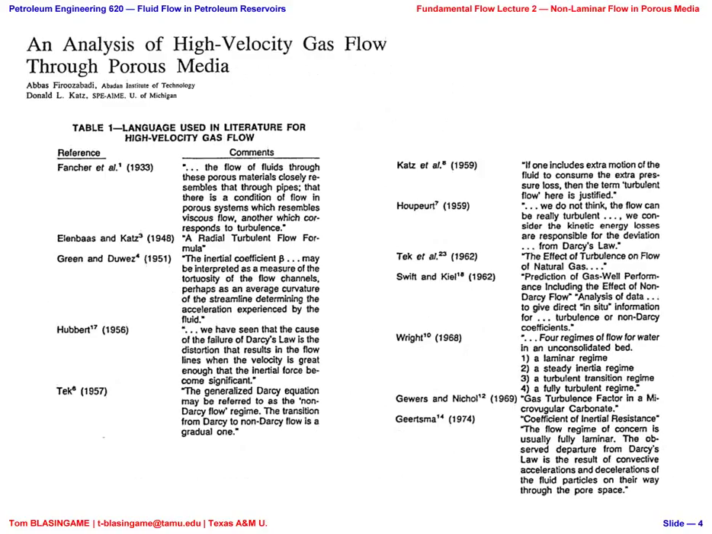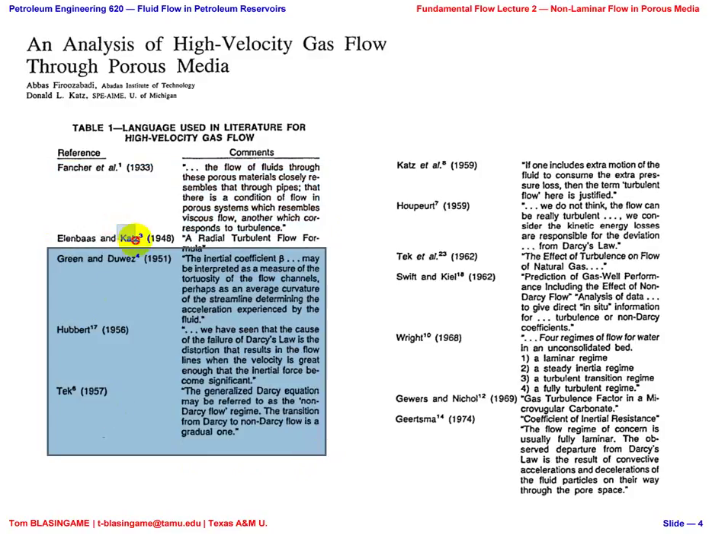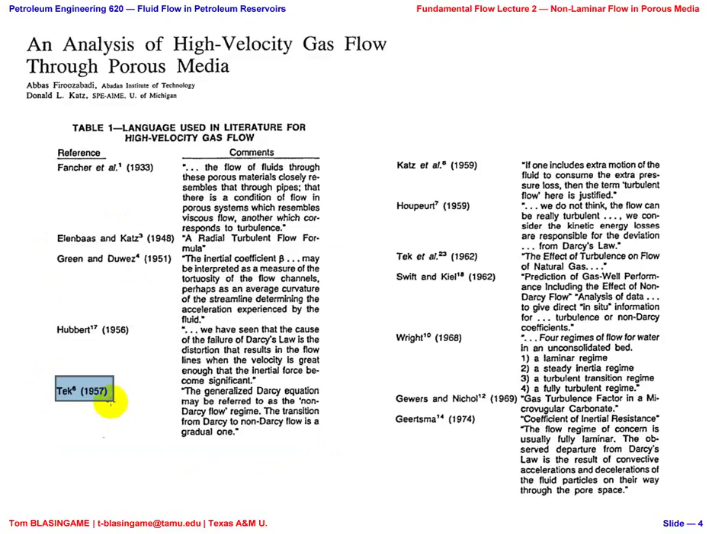Along comes Firoozabadi and Katz, and they start talking about all the different language used for high velocity flow. Now, Fancher, Lewis, and Barnes, I believe I have you reading that, correct? Anybody read that yet? No? That's a long report from 1933. And then you start seeing a whole bunch of these other relationships, all working together, and so on. And then finally Geertsma comes along, and they named it the coefficient of inertial resistance.